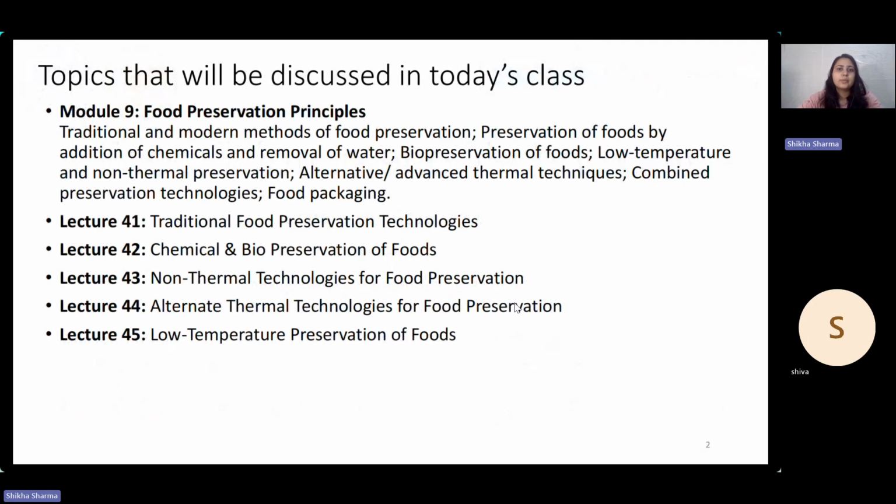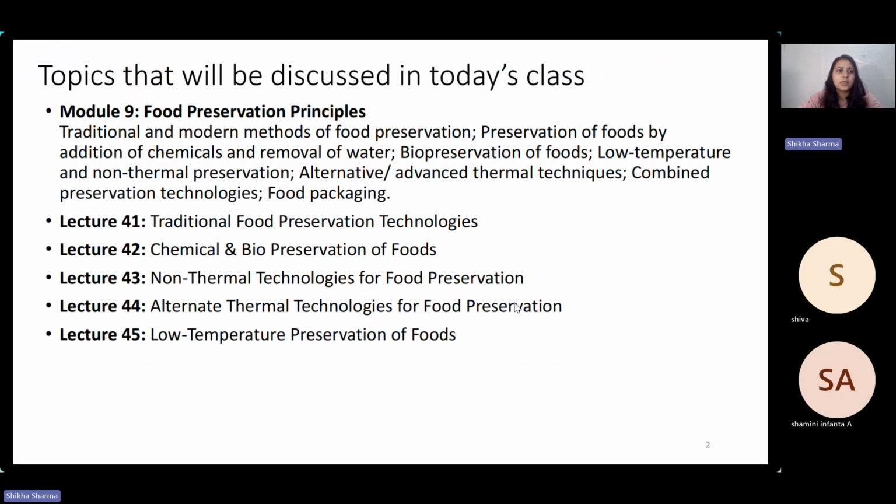So the topics that we will be discussing in today's class will be food preservation principles. It includes the traditional and modern methods of food preservation, then preservation of foods by addition of chemicals and removal of water, then biopreservation of foods, low temperature and non-thermal preservation, then alternative or advanced thermal techniques, then combined preservation technologies, and last would be food packaging.